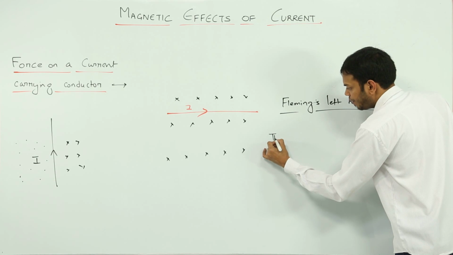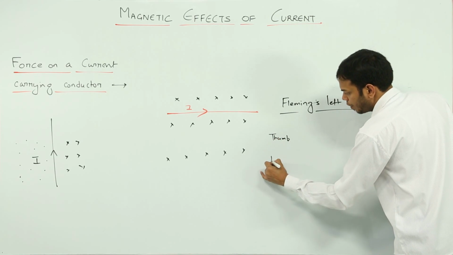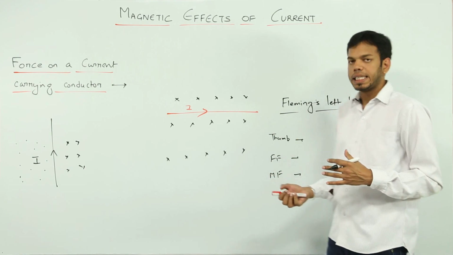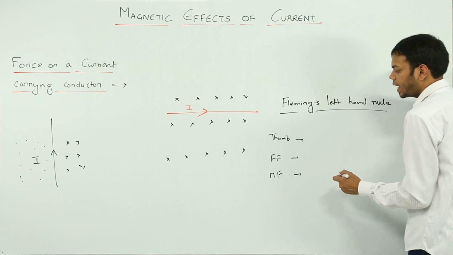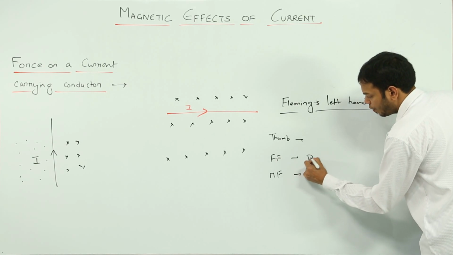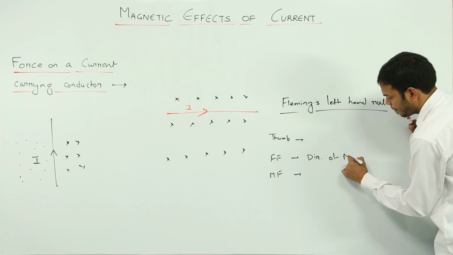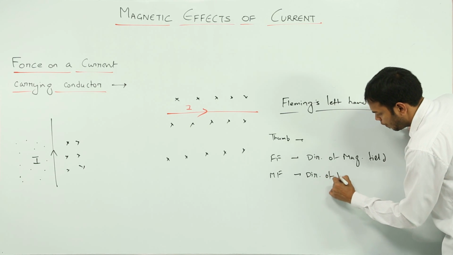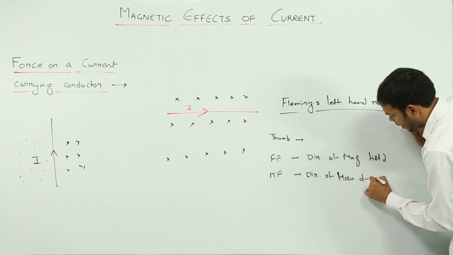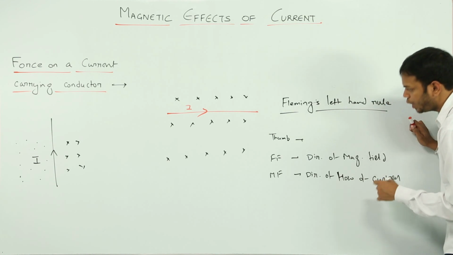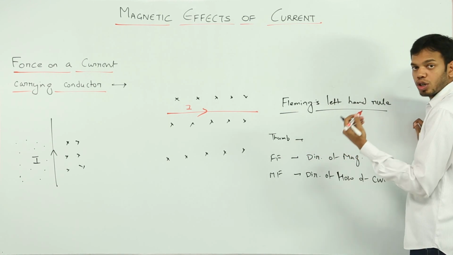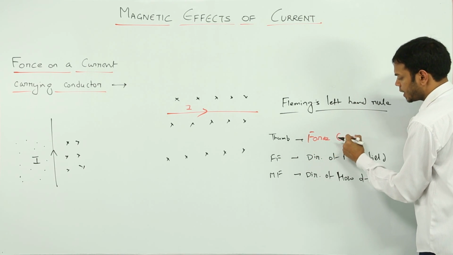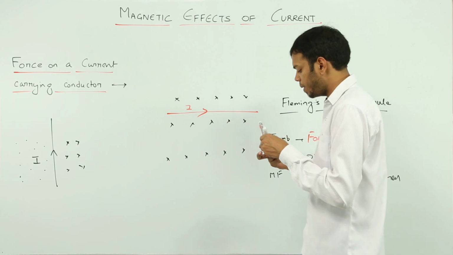So we have the thumb, the first finger and the middle finger, right? We have to place these 3 fingers in mutually perpendicular directions such that the first finger is in the direction of magnetic field and the middle finger is in the direction of flow of current. When you place these two, you will automatically get the direction of force experienced, which will be given by the thumb. Okay, so let's see it in this example.